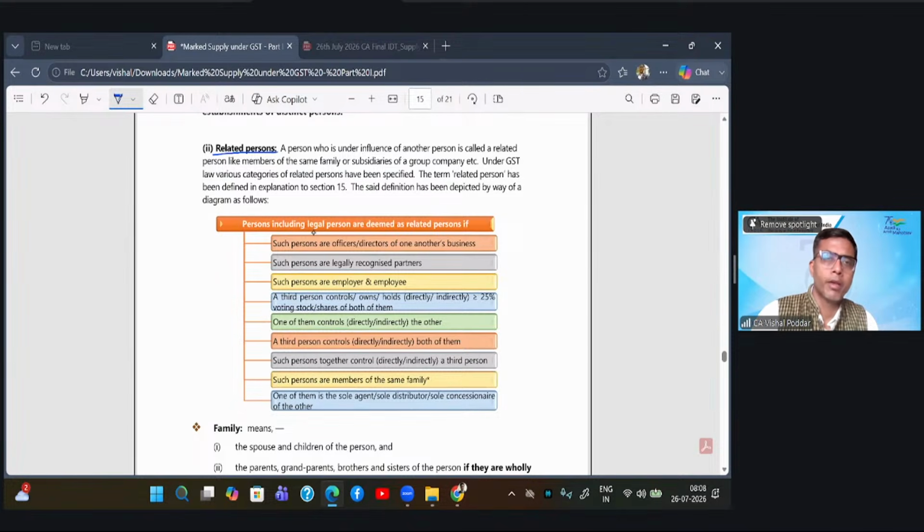Now, who all are related persons? So they say related persons will be any of them. Now, this is a list. We will study this in section 15, that is valuation section. But since here the term was used, I have replicated the list here from section 14. So who are related persons? So for this, firstly, the law says person will cover legal persons and they will be treated as related if they are directors of one another business.